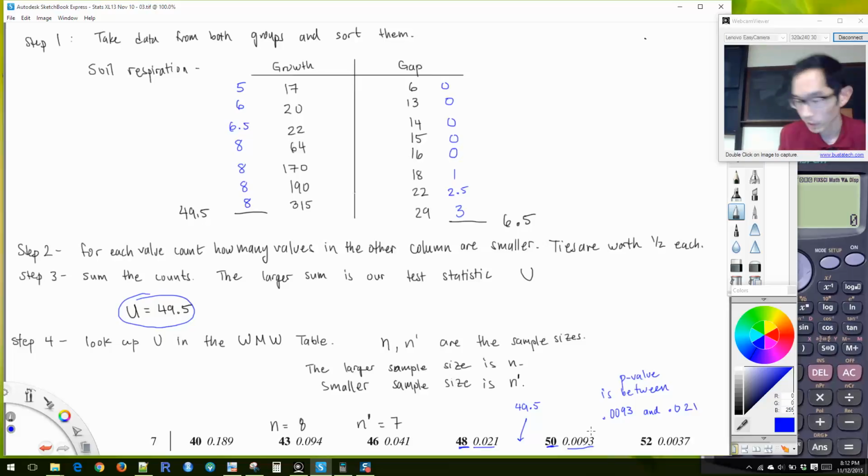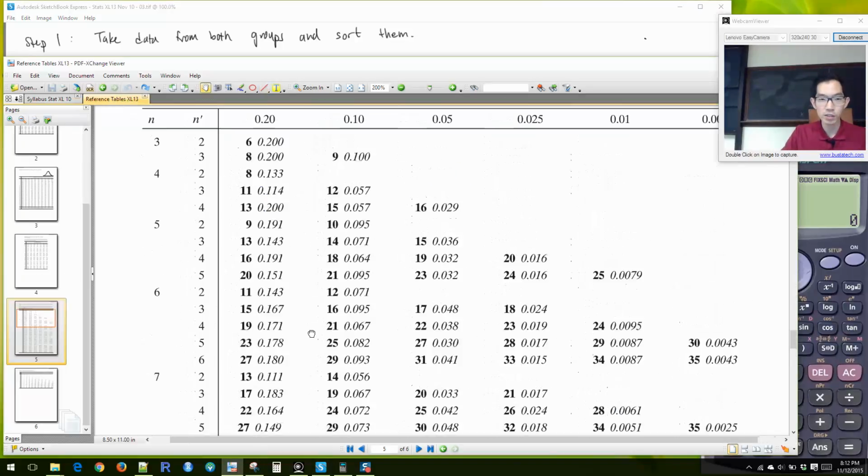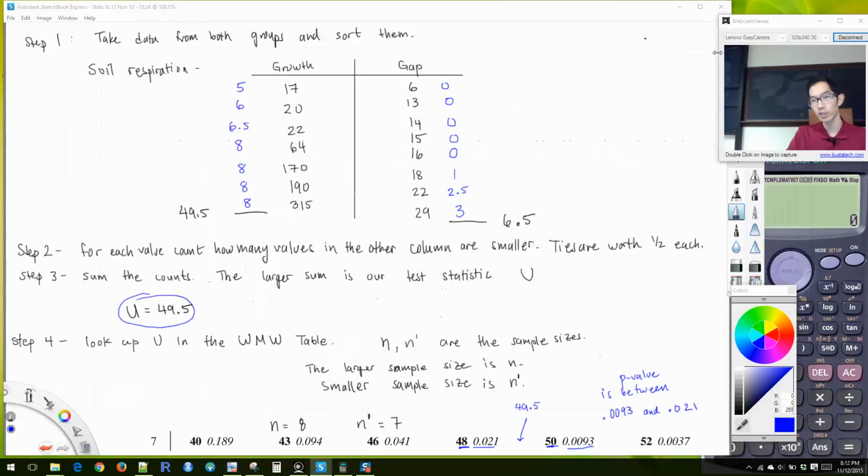Okay. The values in the Wilcoxon-Mann-Whitney table are for a non-directional test. It says this at the top. The table provides selected values of the test in bold type, and the corresponding p-values for a non-directional alternative is in italics. Directional p-values are found by dividing the numbers in italics in half. Okay, so if we had a directional alternative, we would have to take these numbers and divide by 2.